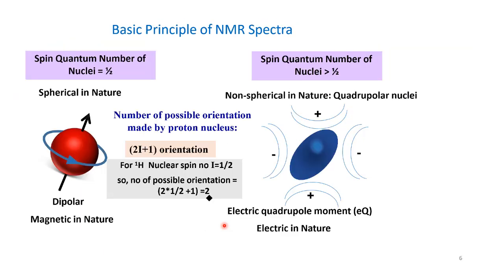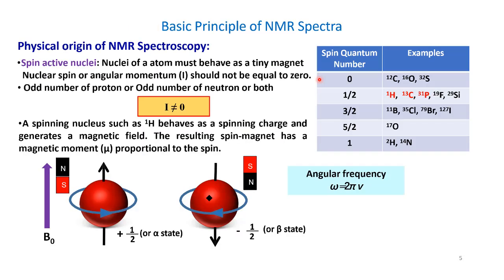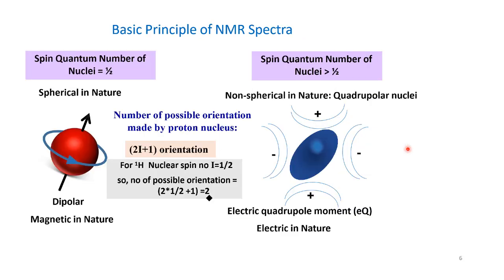But if we have a nucleus which has a spin number more than half, suppose boron or chlorine or oxygen, or suppose 2H or 14N, for those the spin will not be spherical in nature. It can be quadrupolar. Suppose we have four possible orientations, so it can be like this. So this is for nuclei which have a higher spin quantum number.